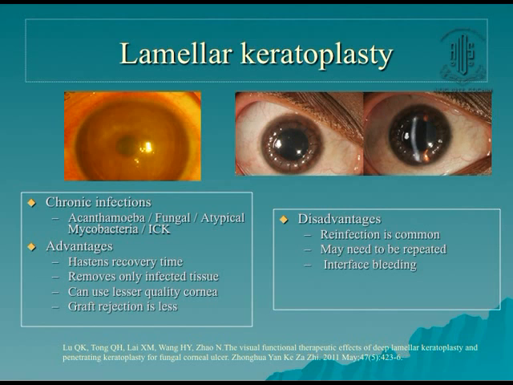But of course, as expected, the reinfection can be more because actual microscopic invasion cannot be assessed, and also the interface bleeding and other problems may be there. But one advantage, the procedure can be repeated, or it can be repeated as a penetrating graft later. In my own experience, we can get very good results in bacterial ulcers like Pseudomonas, where a lot of stromal melting occurred, and in case of atypical mycobacteria. But in acanthamoeba and especially fungal infections, reinfections are very, very common.